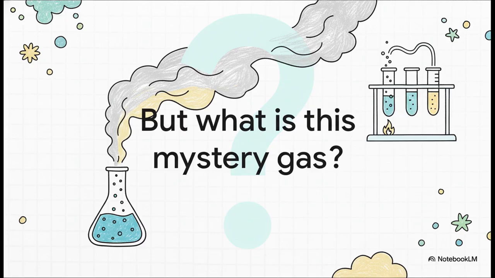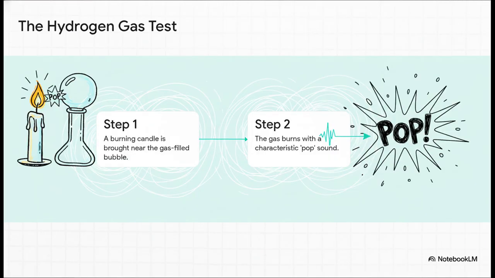In chemistry, we have specific tests for different gases, and there is a very simple test for this one. So to test for the gas, we bring a burning candle near the mouth of the test tube. If the gas is hydrogen, it will burn with a distinct pop sound. That little explosion, that pop sound, is the confirmation test for hydrogen gas.